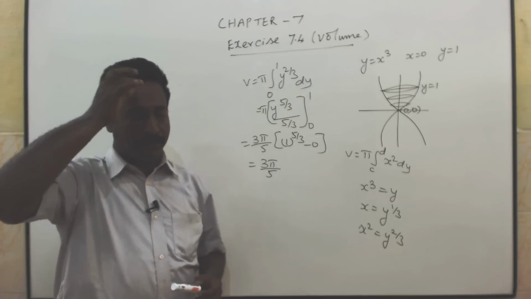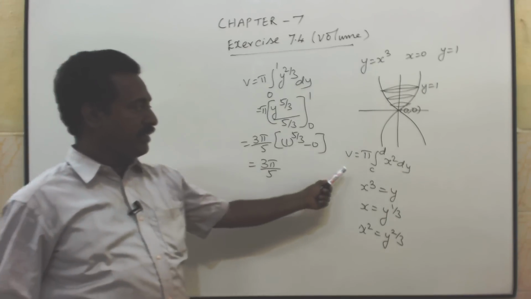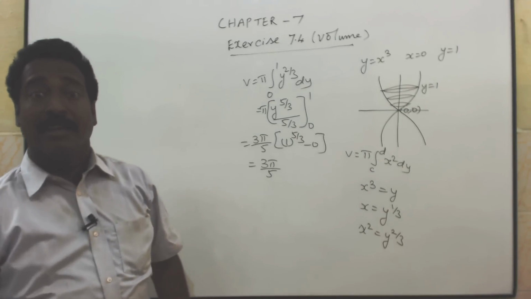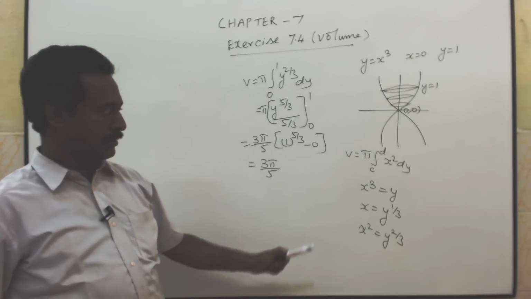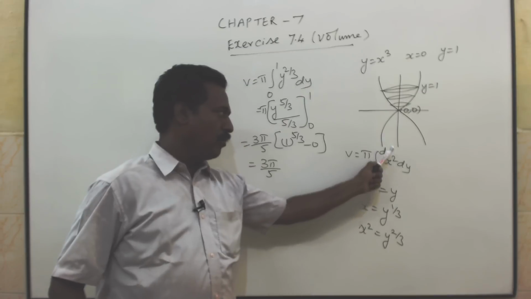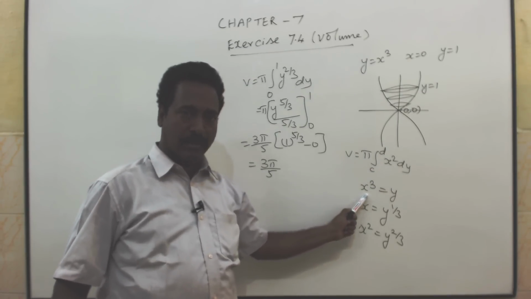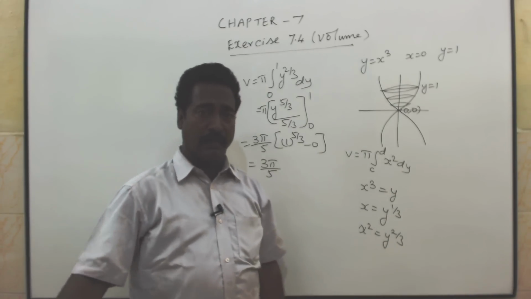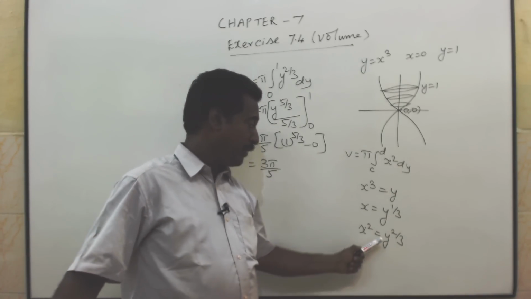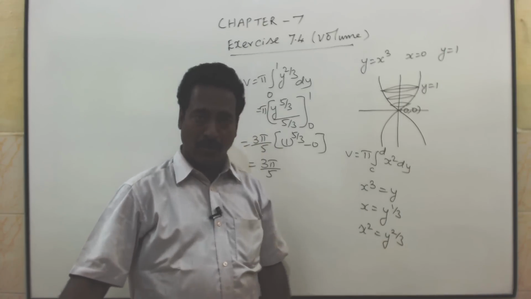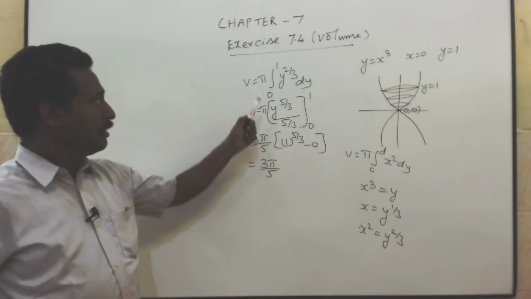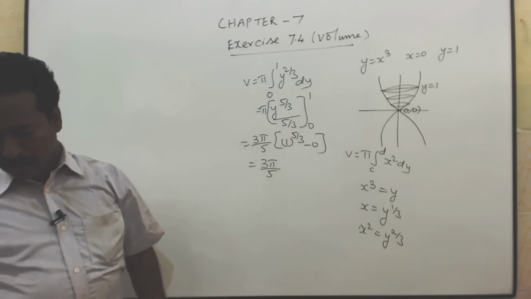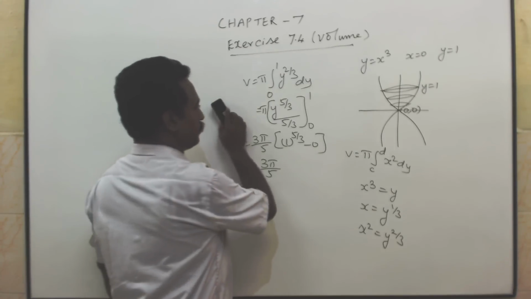3 pi by 5. So V equals pi integral c to d x square dy. Why do we put x square dy? Because it revolves about the y axis. First, you have to find the value of x square. What is given? X cube equal to y. What is x? Y power 1 by 3. What is x square? Y power 1 by 3 whole square, that is y power 2 by 3. Y power 2 by 3 dy: integrate and subtract. Sum number 14.